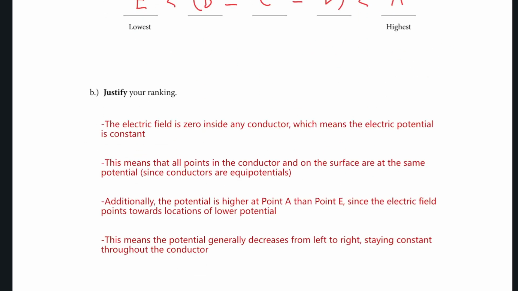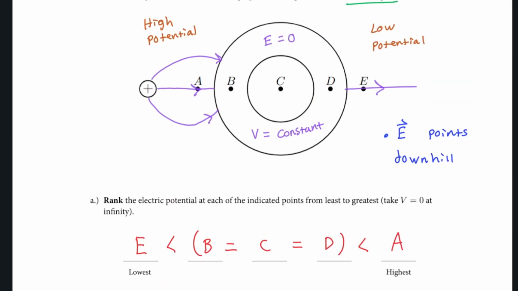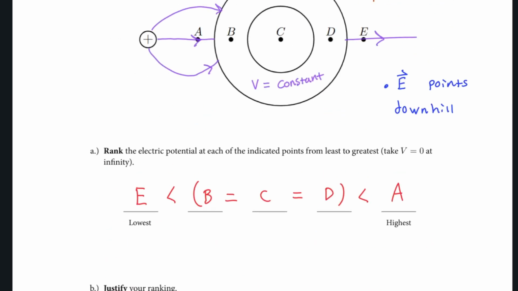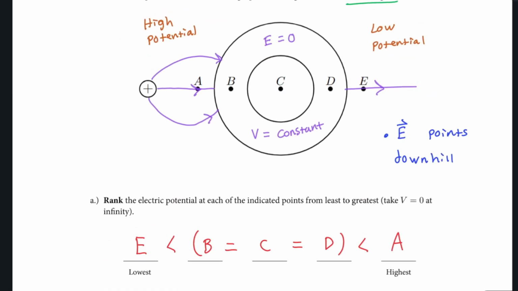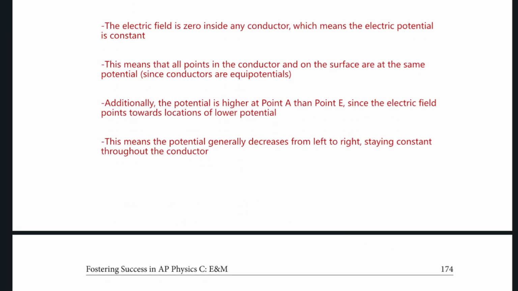So electric field is 0 inside any conductor, which means the electric potential is constant. So E being 0 is what demands the V can't change in a conductor. So all points on the surface have the same potential, which makes our three-way tie. And then we know the potential is higher at point A than point E because the electric field is pointing in E's direction, so E is lower potential.